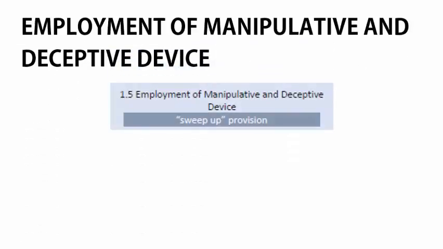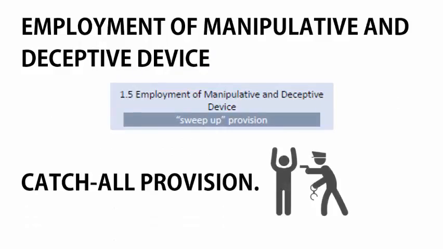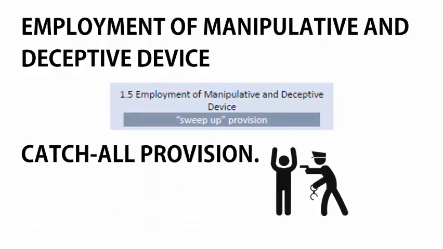Employment of manipulative and deceptive device. This is basically a catch-all provision which ensures that any offences that are not caught by other sections will be captured under this section. And the keyword here is "with the intent to defraud".